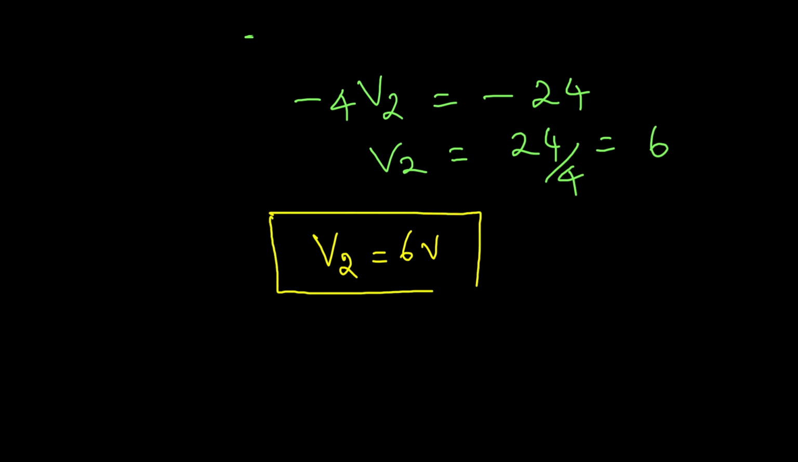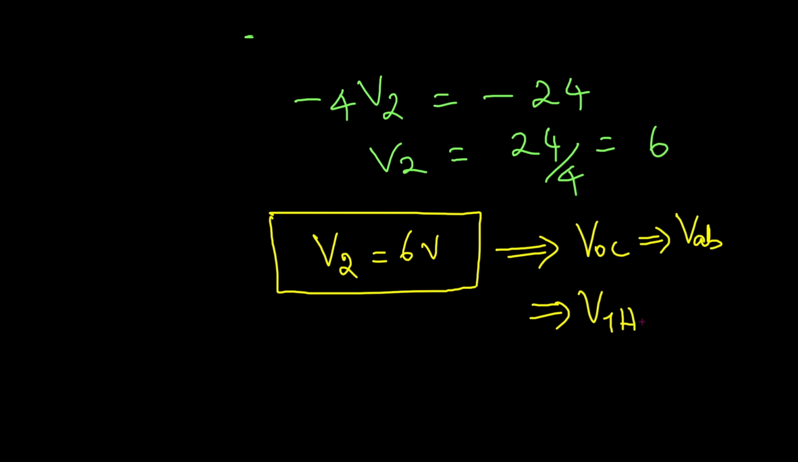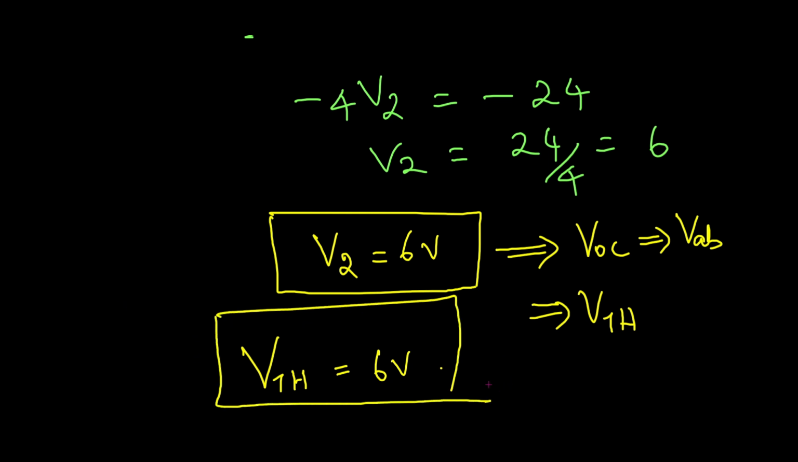So it's a very important answer, right? Because this V2 is nothing but your VOC, that is nothing but your VAB, that is nothing but your VThevenin. So we got one answer now: VThevenin as 6 volts. This is one answer.